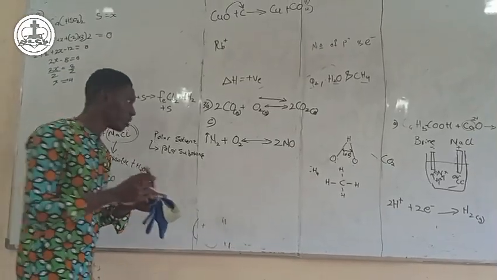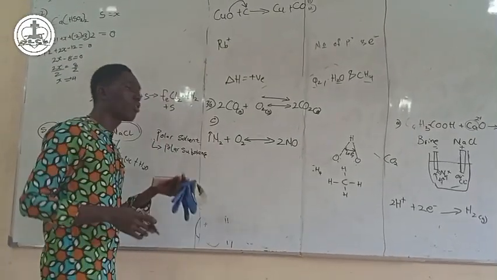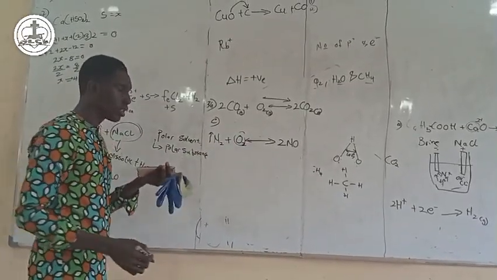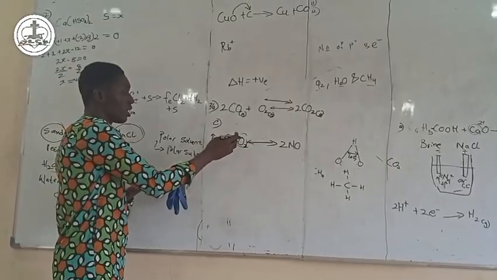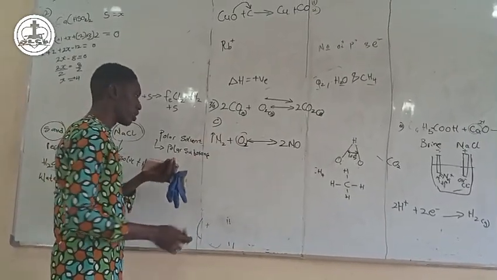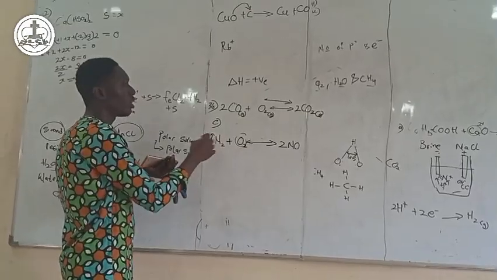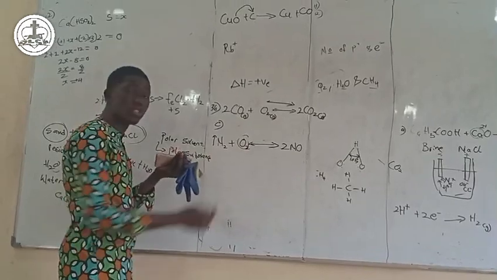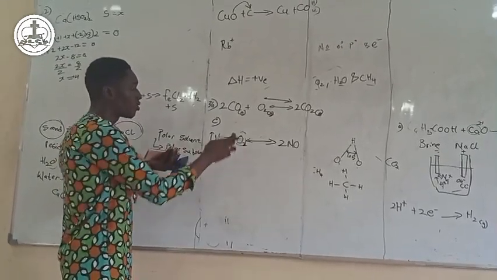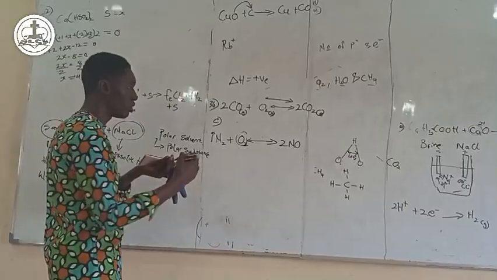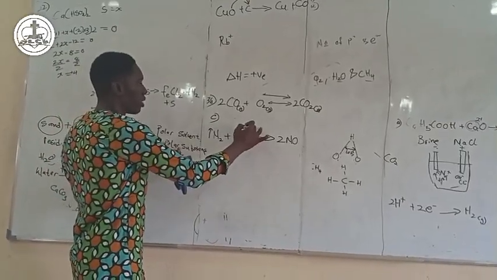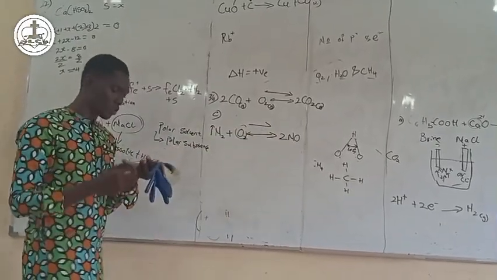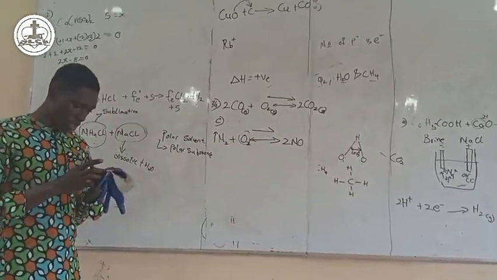The answer is A, decrease. Because if nitrogen increases and oxygen remains constant, we have more nitrogen to react with the oxygen. As long as no more oxygen is added, the amount of oxygen will be depleted, which means it will be reduced, and the equilibrium will shift to the right-hand side. So the answer to that question is A.